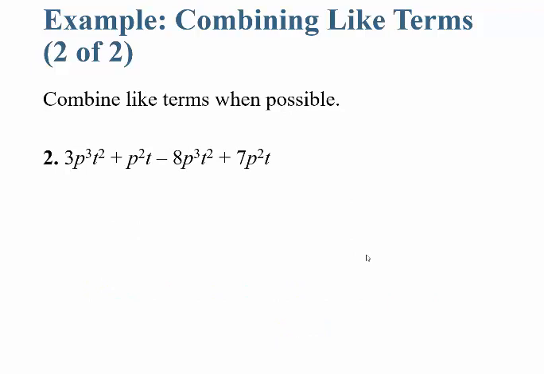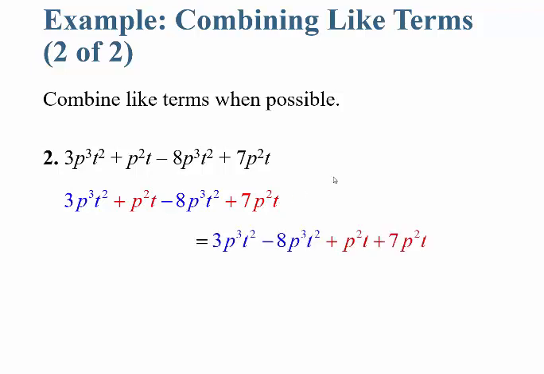All right, let's talk about this one, a little bit more confusing, where we combine like terms when possible. Okay, so here what you have to match up to be a like term is the exponents exactly have to match. So what I see here is I have p cubed t squared, so those are like terms. And p squared t, those are like terms. So I'm going to put them adjacent to each other as such. So now I have 3p cubed t squared minus 8p cubed t squared. So 3 minus 8 gets me minus 5. And then 1p squared t plus 7p squared t, 1 plus 7 gets me 8.